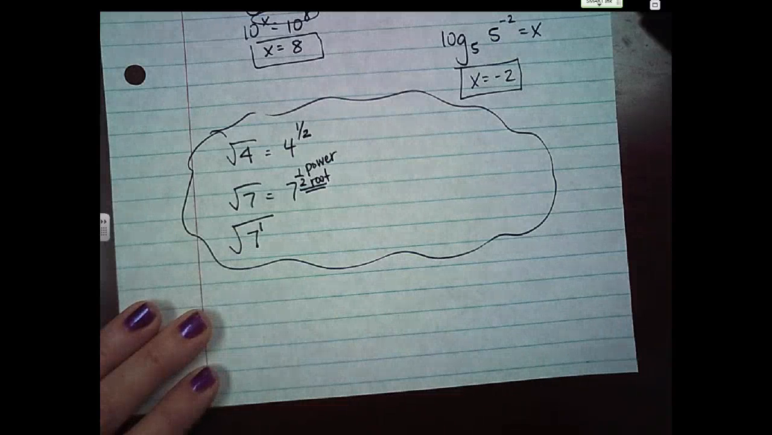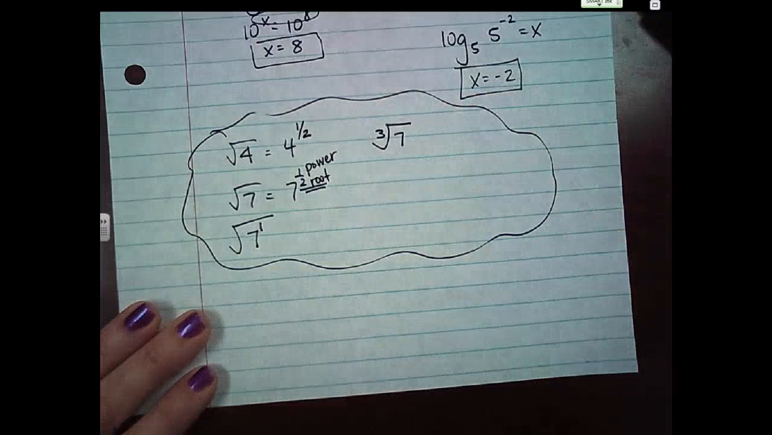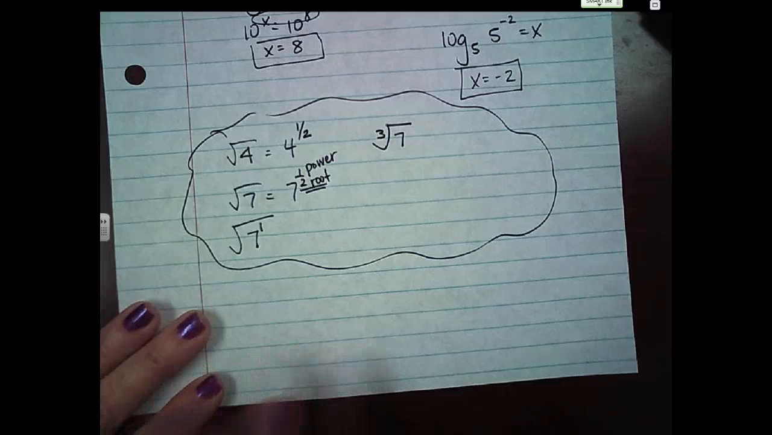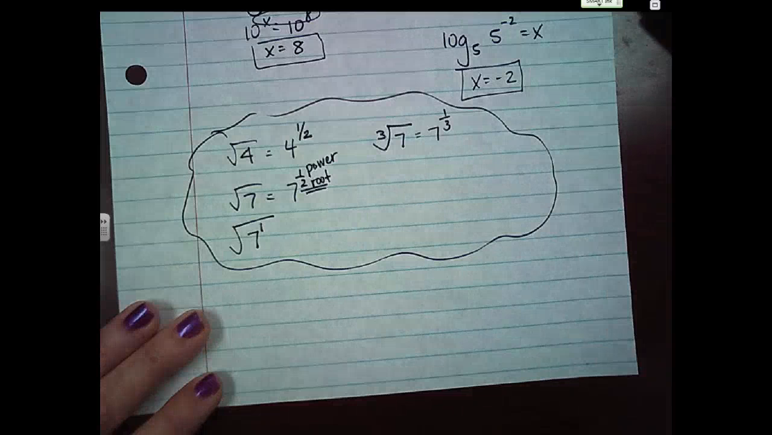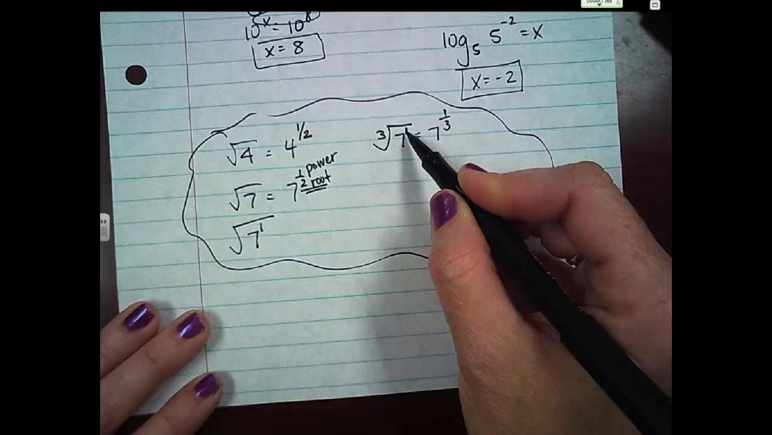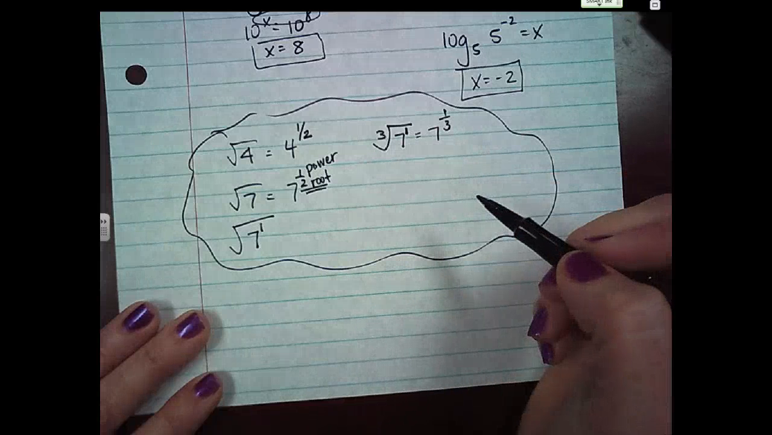Okay? So what if I asked you for the cube root of 7? What is it going to be? Yeah, good job. Not 1/2, 1/3. So this is 7 to the 1/3 power, because there's an imaginary power of 1 written right there, and the root is a cube root. Power over root.